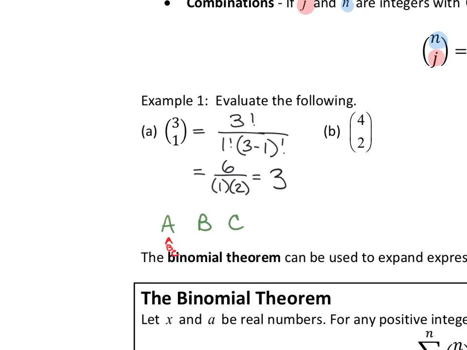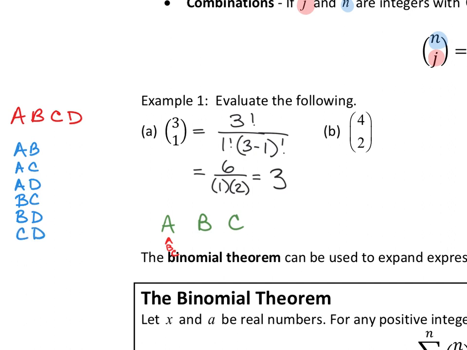Let's say I have 4 things: A, B, C, and D. I want you to choose 2 of them. I could choose A and B. I could choose A and C. I could choose A and D. What else could I choose? Oh, I can't double up on the things. B and C. What else? B and D. What else?